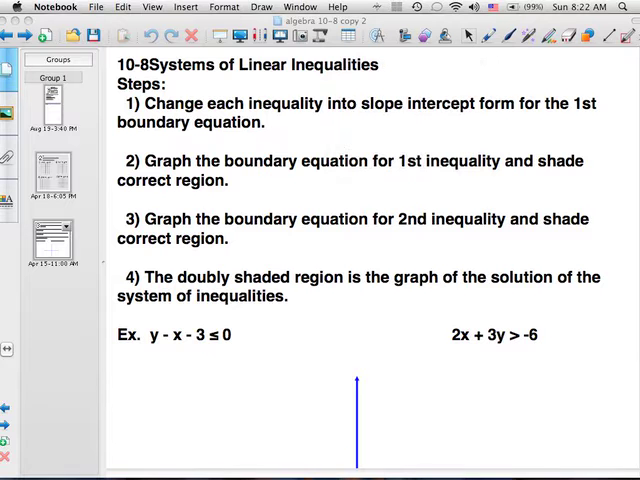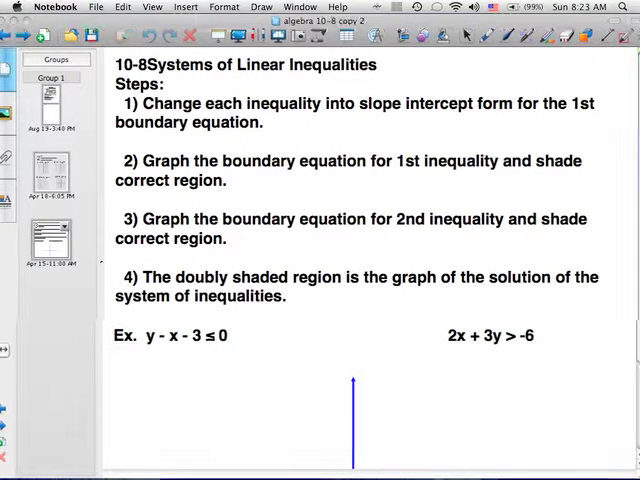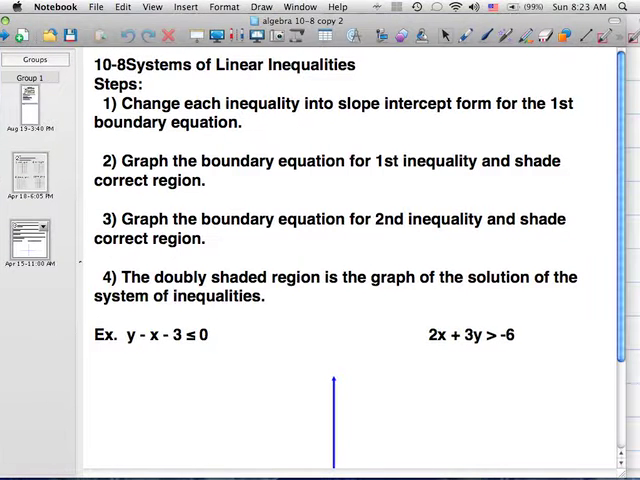We're on chapter 10, section 8, and we're going to be working with systems of linear inequalities. In order to graph a system of linear inequalities, we need to change each inequality into slope-intercept form for the first boundary equation, and we do it for the second one. We graph the boundary equation and shade correctly, and we do the same thing for the second inequality and shade it correctly. When we're done, we have a region that has a double shaded area, and that is the solution set to the system. So if we pick any ordered pair from that, it would solve both of them.